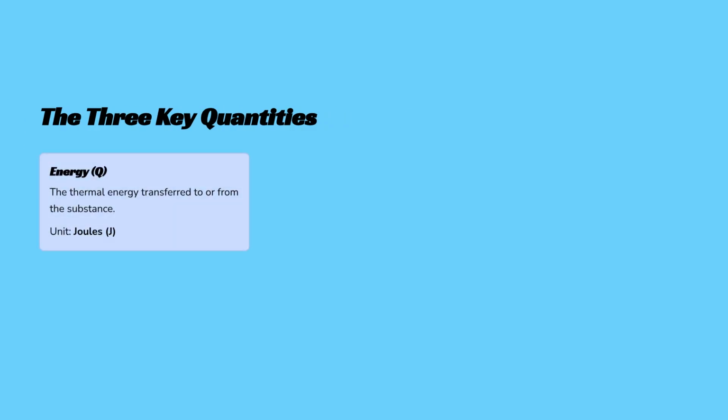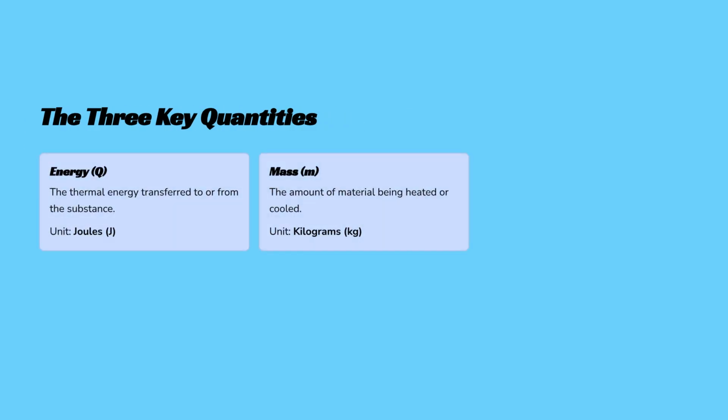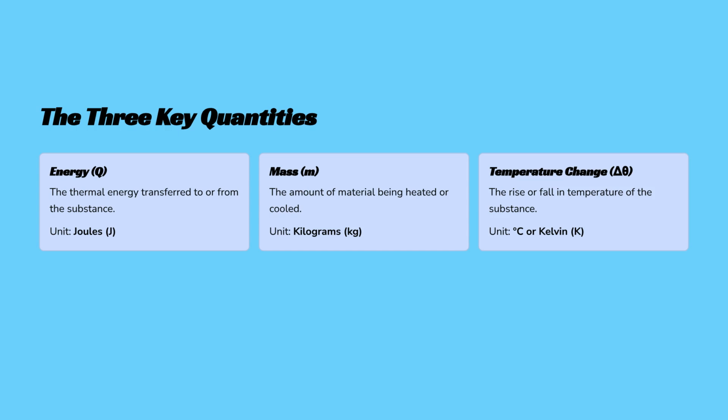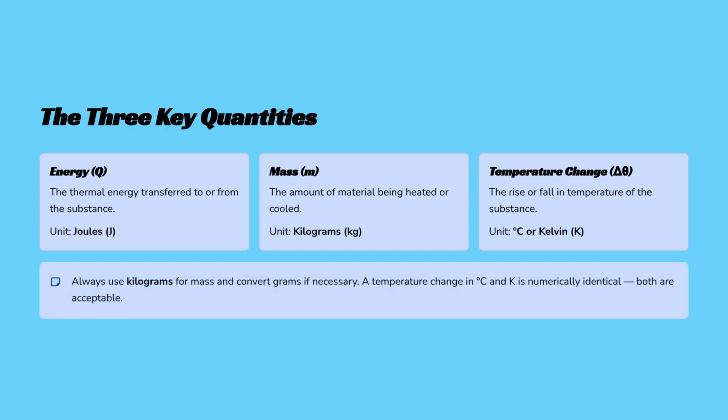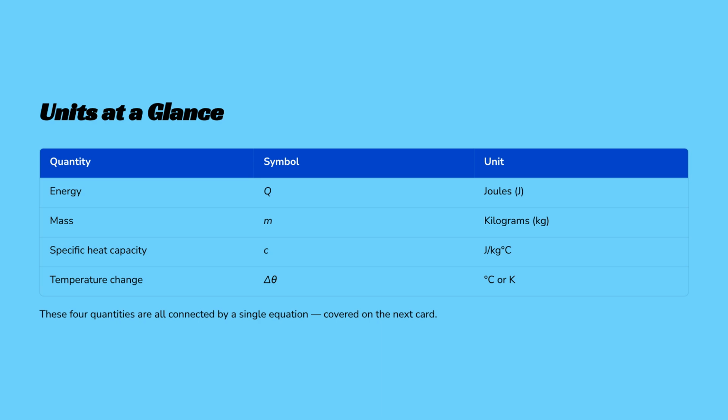There are 3 key quantities to track: energy, measured in joules, mass, which must be in kilograms, and temperature change, measured in degrees Celsius or Kelvin. Always remember to convert grams to kilograms before starting your calculations. Here is a summary of the units at a glance. Energy Q is in joules, mass M is in kilograms, specific heat capacity C is in joules per kilogram degree Celsius, and temperature change is in degrees Celsius or Kelvin.